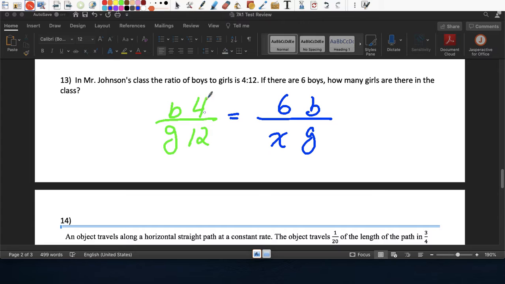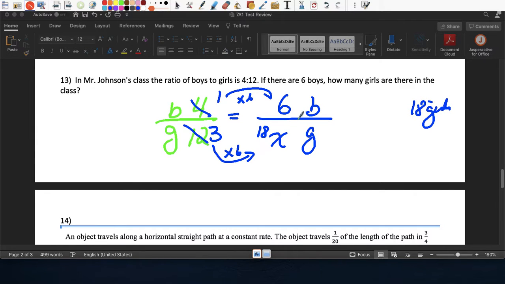So you can simplify 4/12. I'm going to divide that, simplify to 1/3. Then how does a 1 become 6? Times 6. So what do I do at the bottom? Times 6, and that should give us 18 girls. You can do it this way. Okay, so that's one way of doing it.